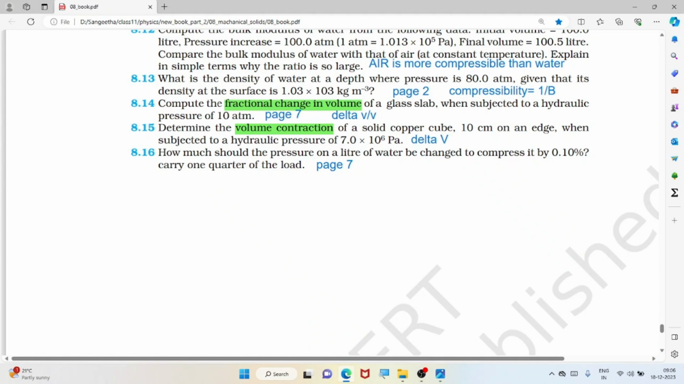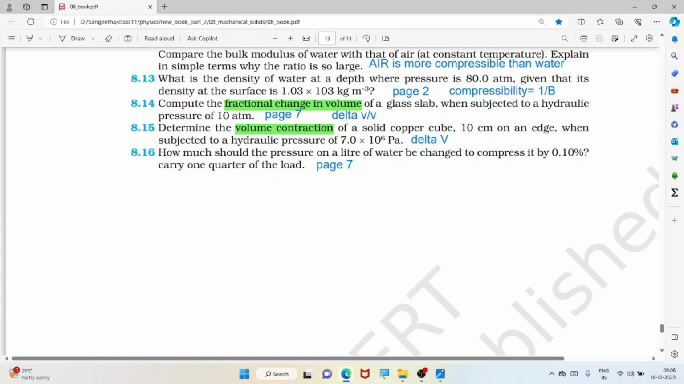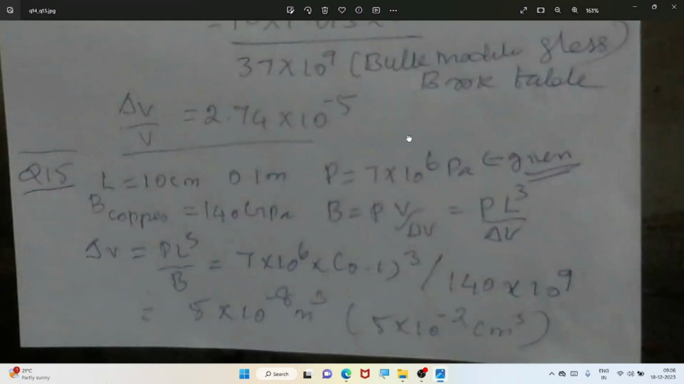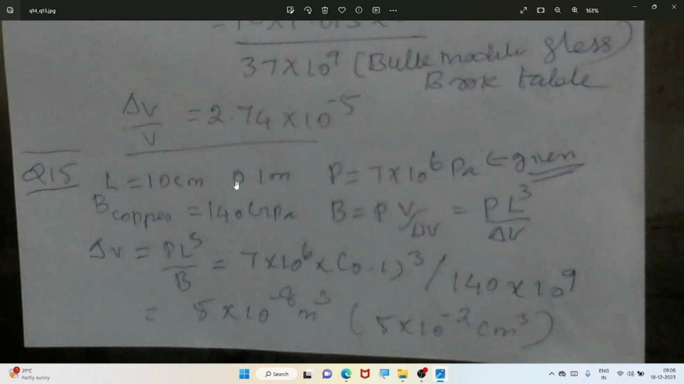Determine the volume contraction of the solid copper cube, 10 centimeter is one side, when subjected to the hydraulic pressure. Delta V they are asking. This is in meter. This is given, bulk modulus of the copper. Volume is length cube. Okay, after substituting this you will get the delta V.